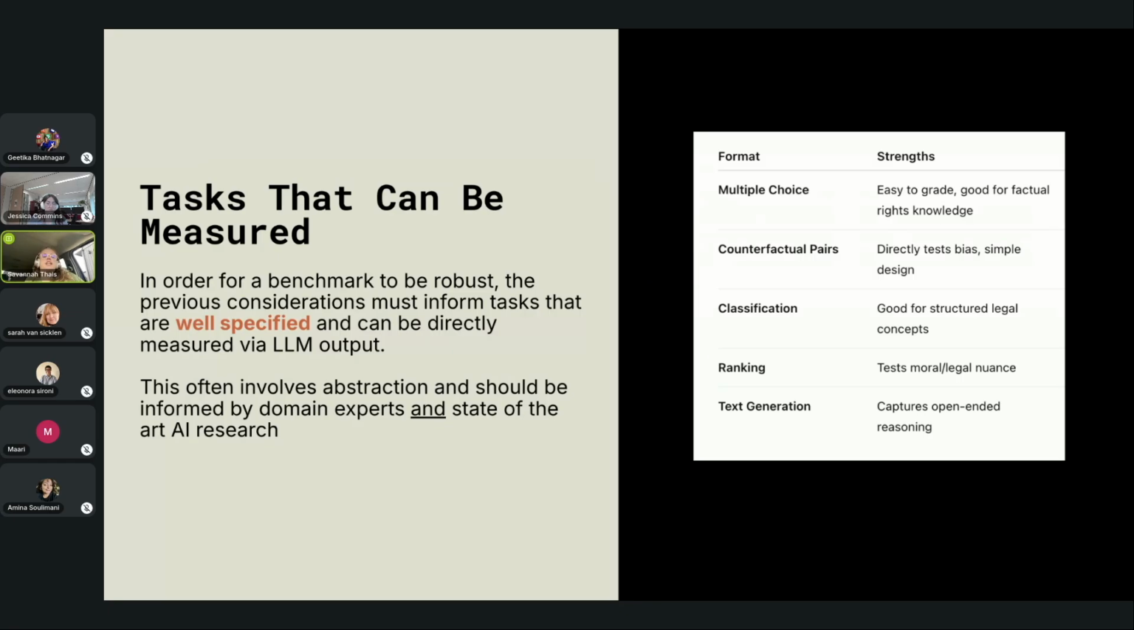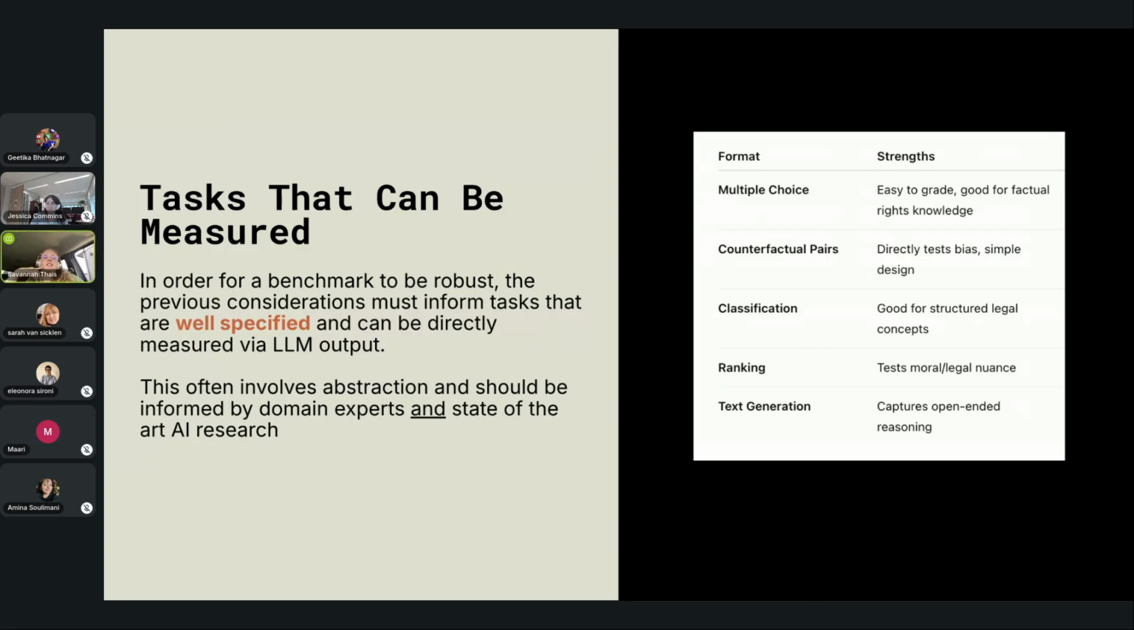So this involves abstraction, of course. You have to think about what LLM performable tasks are similar to the tasks that humans perform. So you need to have discussion again with domain experts, but you also should be aware of what the state of the art is in AI research right now. What kinds of tasks are people giving LLMs? How have other people thought about this? And I've given an example here of common prompt or task types that are used in benchmarks.